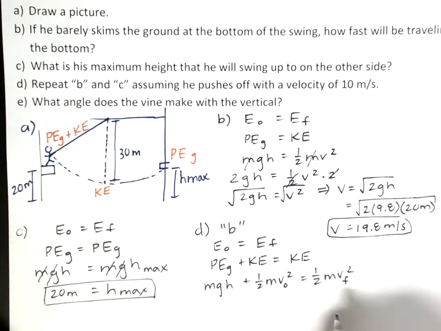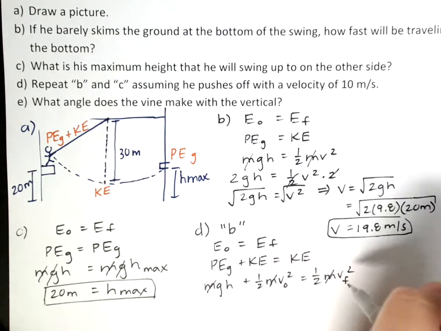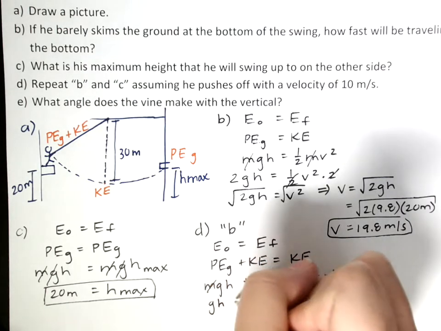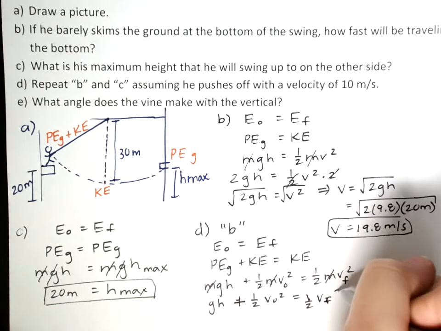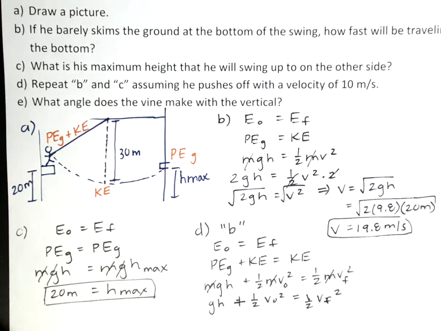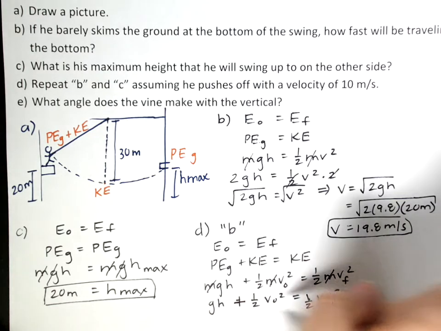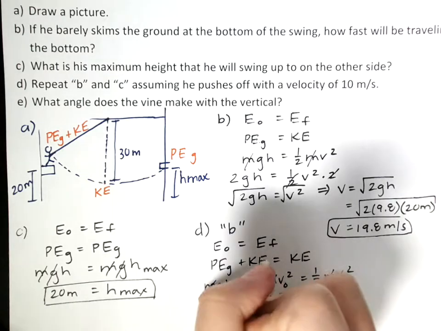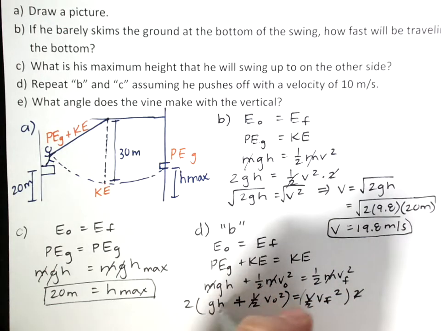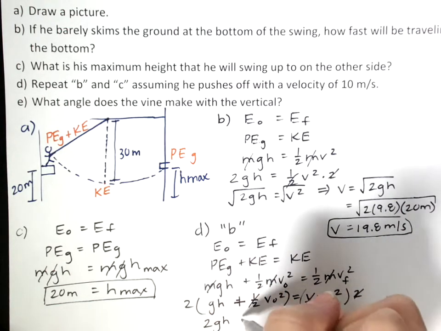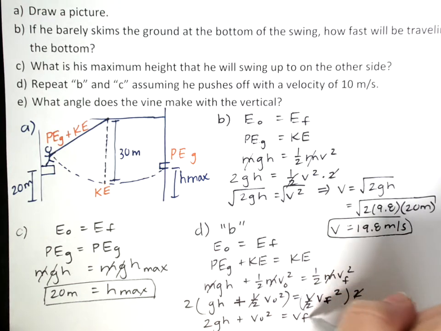You'll notice there's a common factor of m in all of those, so they cancel. And we want v final, so you should get comfortable with solving before you plug in numbers. So gh plus 1/2 v initial squared equals 1/2 v final squared. If we multiply everything by 2 to get rid of these halves, we're left with 2gh plus v initial squared equals v final squared.